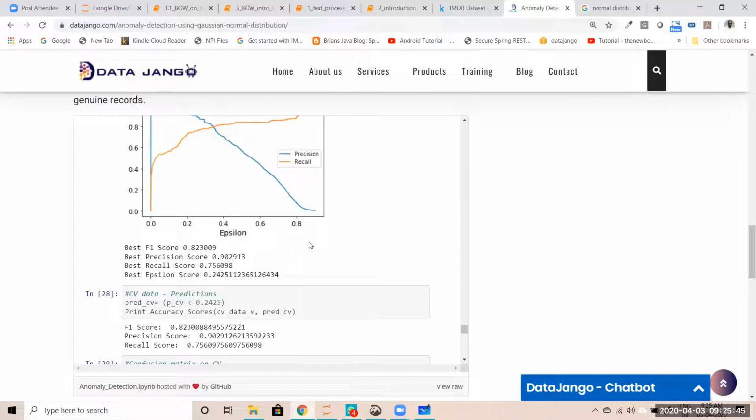Precision, sir. Why? Precision is true positive divided by true positive plus false positive. Yeah, that formula is fine, but does anybody agree? Do we need to focus on precision or recall? Anybody agrees with Bala?